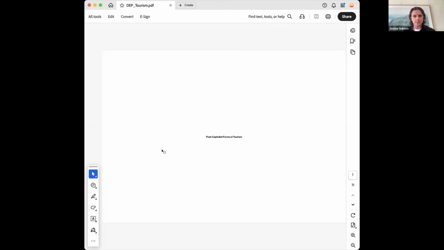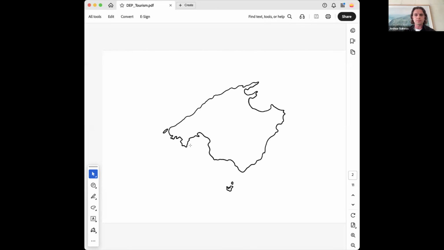I read this paper regarding pathways to post-capitalist tourism, which I found interesting. And so I'm just going to briefly introduce 4 examples that were mentioned in this paper of actually existing post-capitalist forms of tourism. And then I'd like to pose the question whether they could be related to this problem of the island of Mallorca and how this notion of DEP might relate to that or might come into the picture.